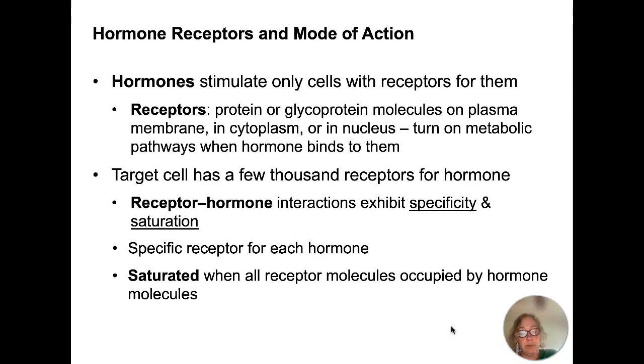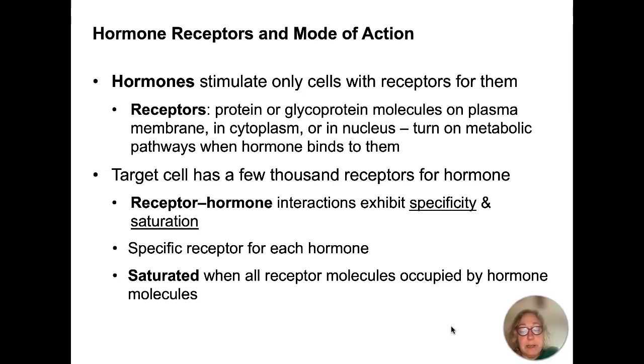Hormones stimulate only cells with receptors. We are not just dumping hormones on your body where every cell in your body is going to respond to that. Nope, that's not what we're doing. We are dumping hormones sometimes into your glands when there are receptors to get that message. Okay? So receptors are molecules on your plasma membrane that turn on the metabolic pathway when the hormone binds to them. Okay? So we're not just dumping it in there and every cell is going nuts. You got to have a receptor, right?